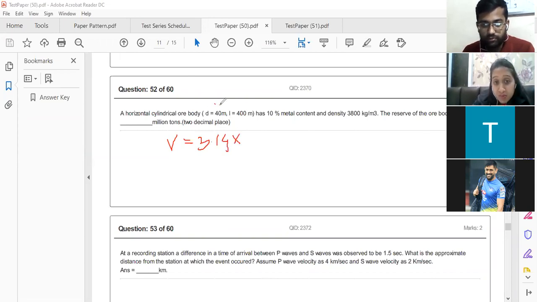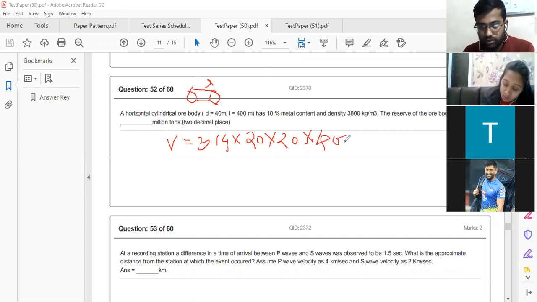So diameter is 40, means radius is 20. So r square is 20 into 20. H, height, is nothing but length here. This is your horizontal cylinder, so length is nothing but your height. So 400 meter. You'll get your answer in meter cube.